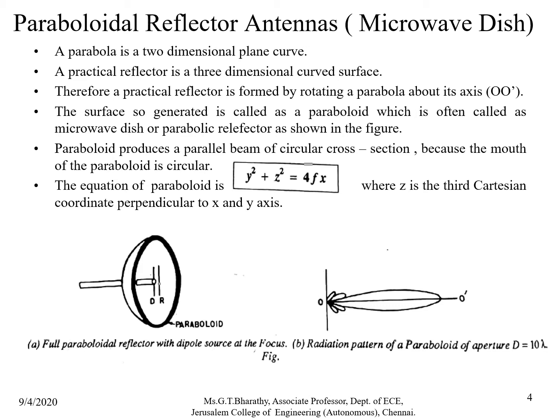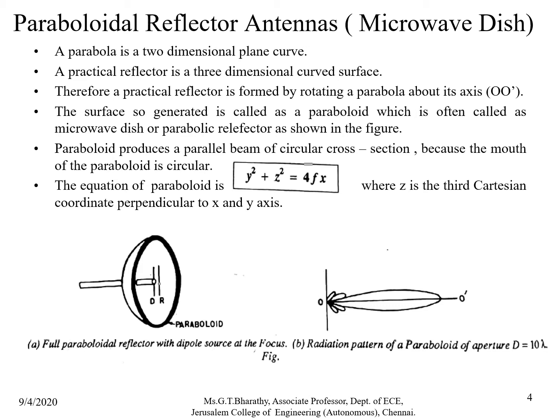The paraboloid produces a parallel beam of circular cross section, because the opening of a paraboloid will be circular in nature. And we know the equation of the paraboloid, which is y square plus z square is equal to 4fx. So we have z square, which is added to the normal parabola, where z is the third Cartesian coordinate, which will be perpendicular to both the axes x and y.